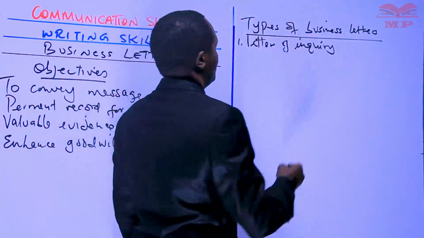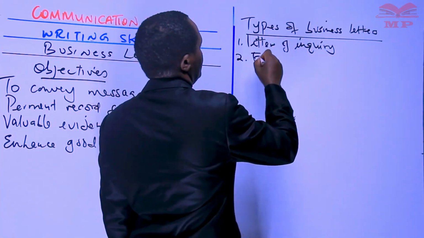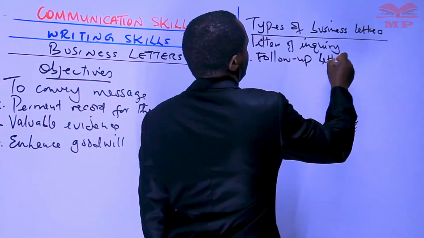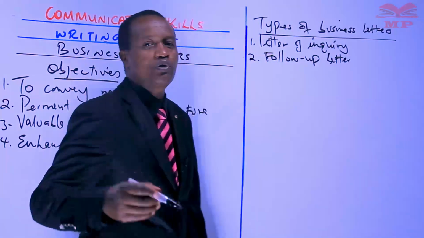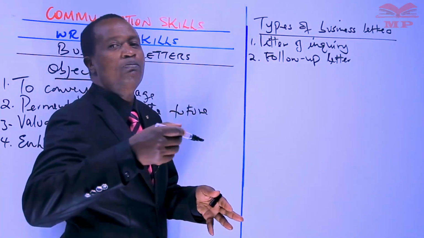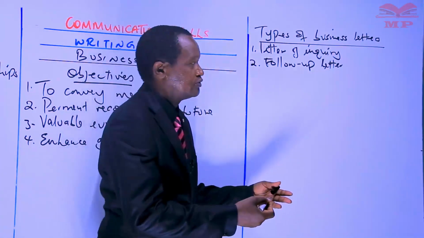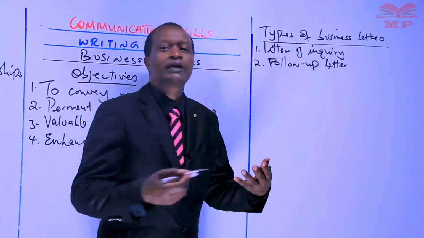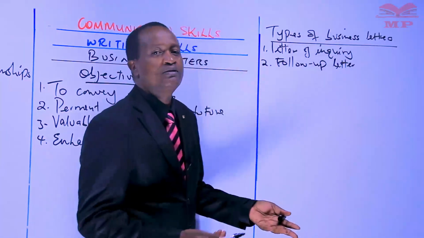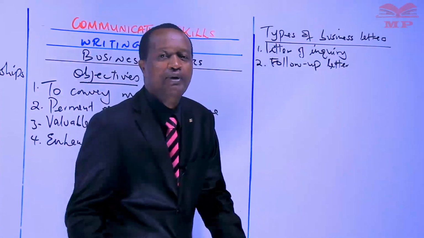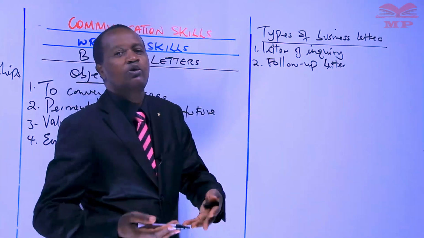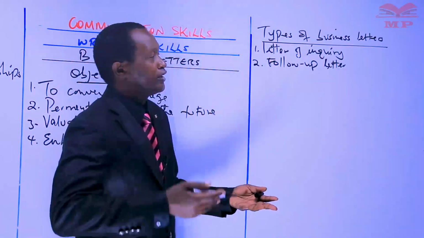The second type is follow-up letters. Follow-up letters are another type of business letter. Follow-up letters are sent to promote or monitor a previous communication. For example, a meeting or an interview or a sales order. They can also be used to get feedback on a schedule or requirements or effectiveness of some kind of activity or service.